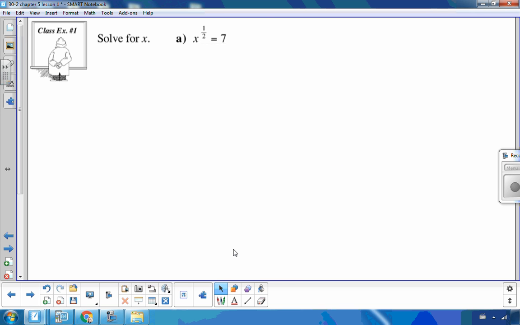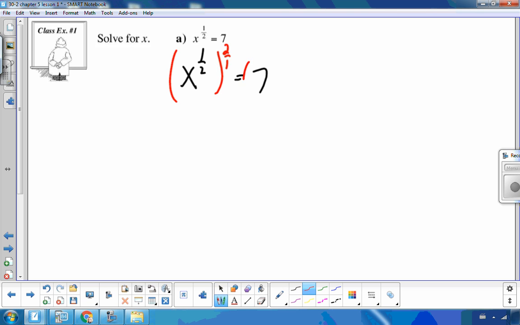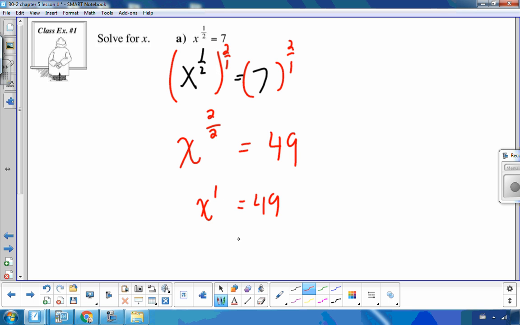So for my first one, I'm solving for x, and x to the 1/2 equals 7. So I'm going to raise each side to the reciprocal power. And the reason this works is because when I have power to a power, I multiply my powers. So 1 times 2 is 2, over 2 times 1 is 2, 7 squared is 49, and then x to the 2 over 2 is just 1. So that's why it works. So it's just x equaling 49.